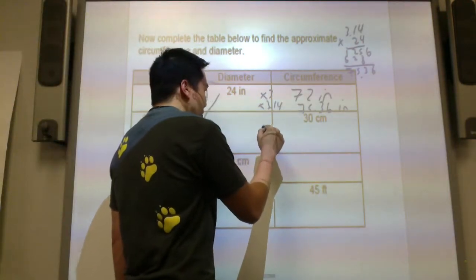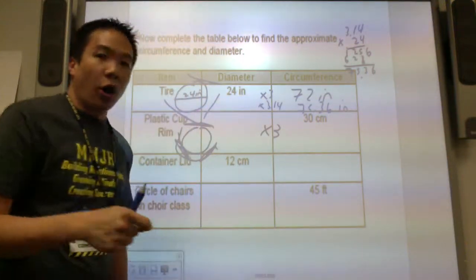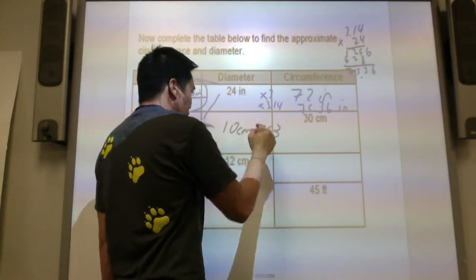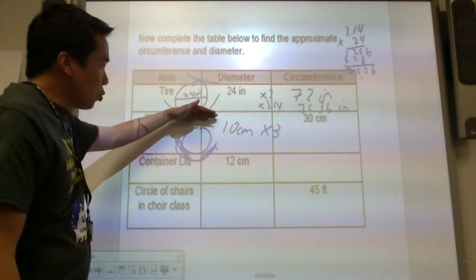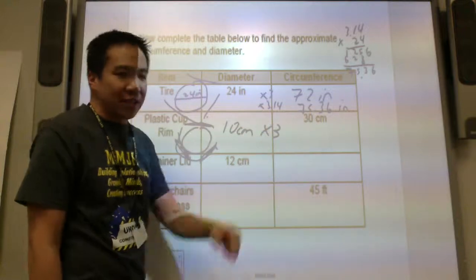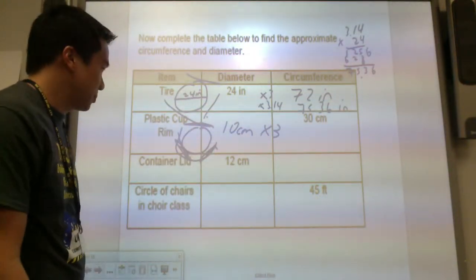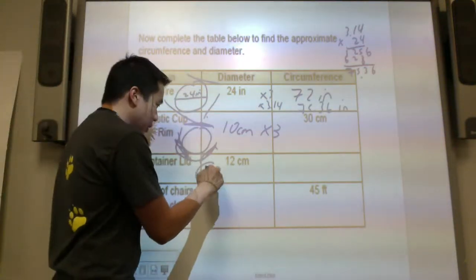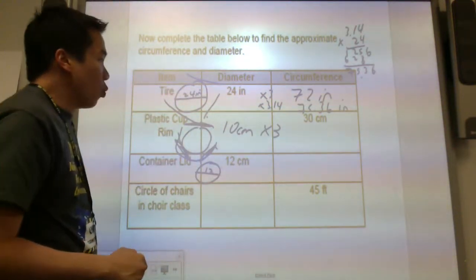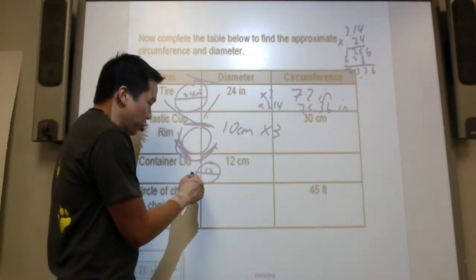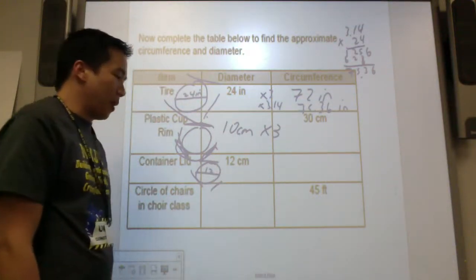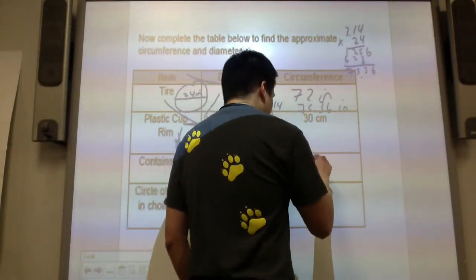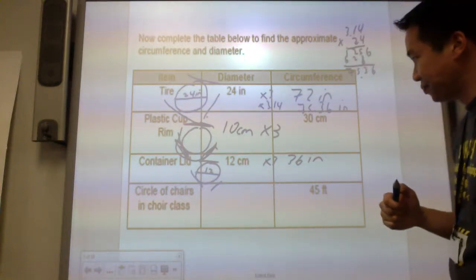So you could think times 3 or 1/3 of it. 1/3 of 30 centimeters is 10 centimeters. So think about it: 3 groups of diameters will make the circumference. So it's about 10 centimeters. You have a container lid. The diameter is 12. What will the circumference around it be? So about 3.14 or about 3 diameters make the circumference. So it'll be times 3, about 36 inches.